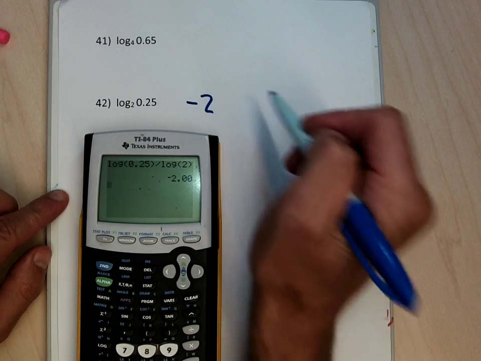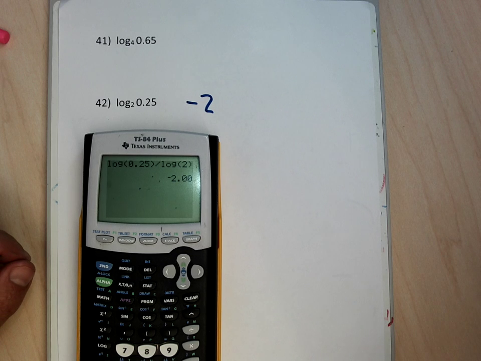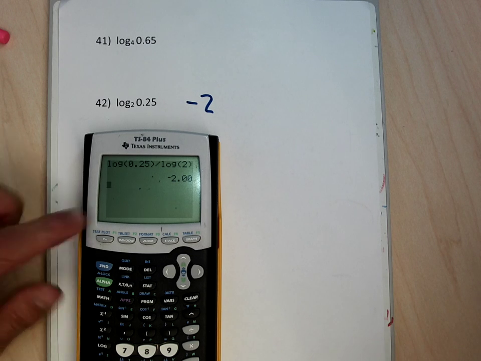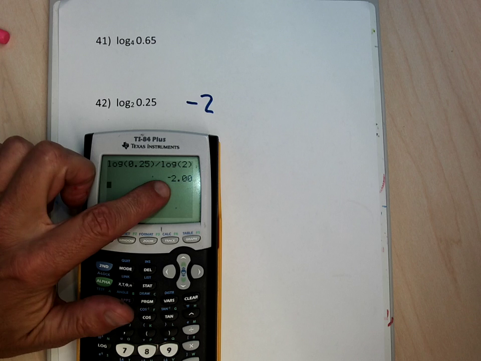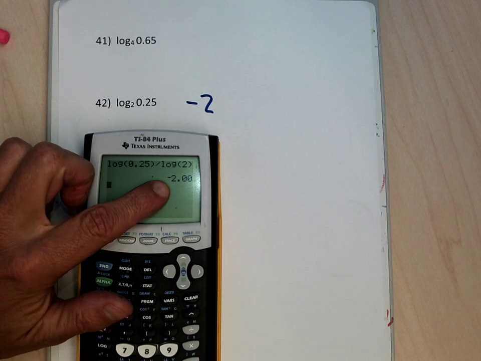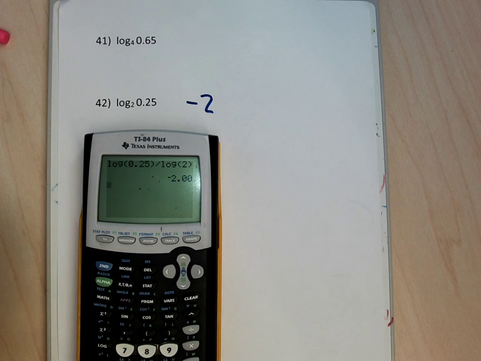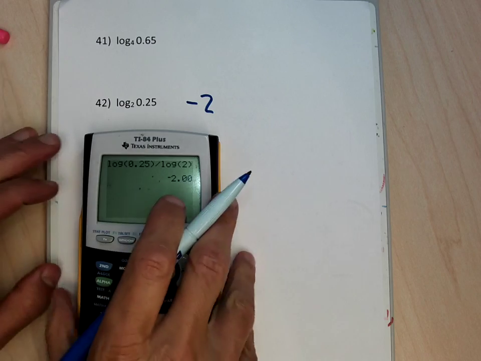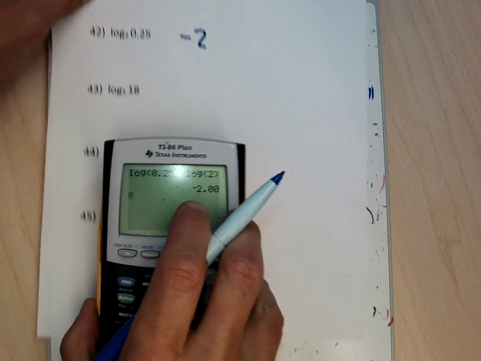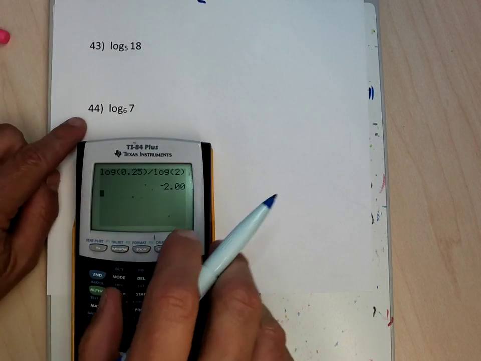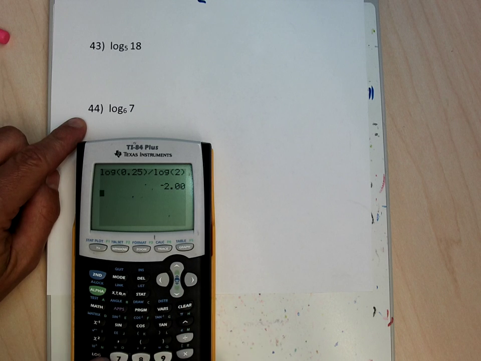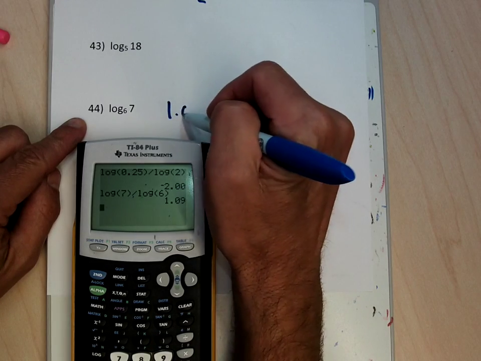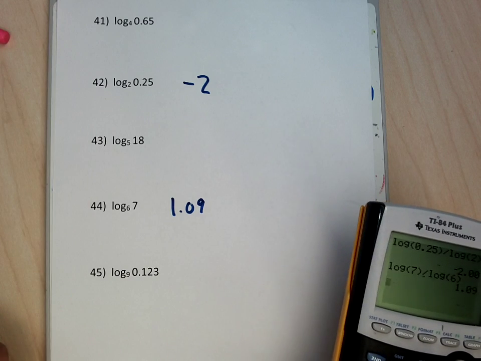My calculator, because it's in 2 decimal mode, is giving me the 2 decimals. I don't have to get them. And because this was a nice number, there'd have been a way to figure it out in my head. It would have been impressive, but it could have been done in my head. Well, it could have been in somebody's head, maybe not even mine. For 44, I'm just going to go log of 7 divided by log of 6 and get 1.09. So you should be able to do 41, 43, and 45.